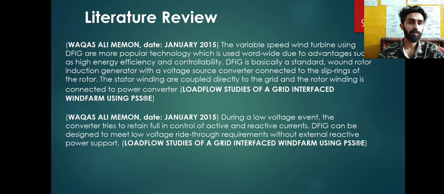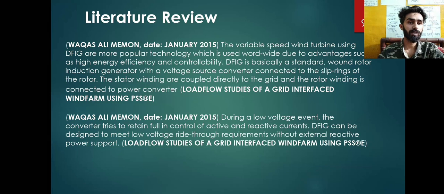As far as the generation side of the wind turbine is concerned, variable speed wind turbines using DFIG are the more popular technology used worldwide, due to advantages such as high efficiency and controllability. DFIG is a standard wound rotor induction generator with a voltage source converter connected to the slip rings of the rotor.